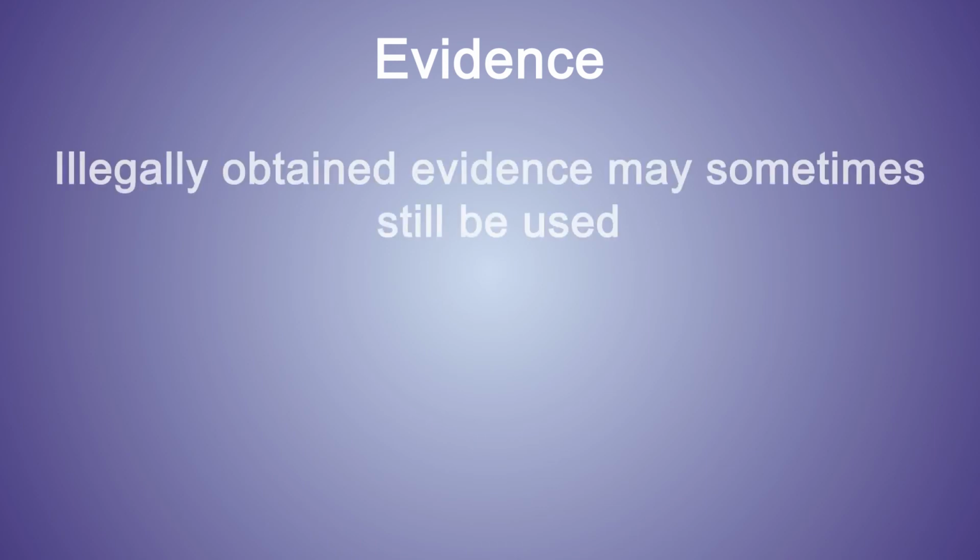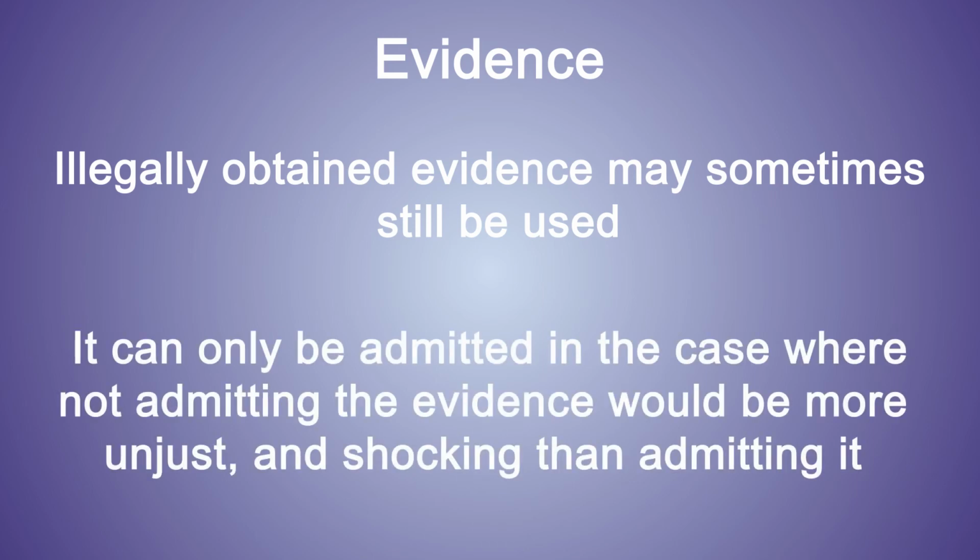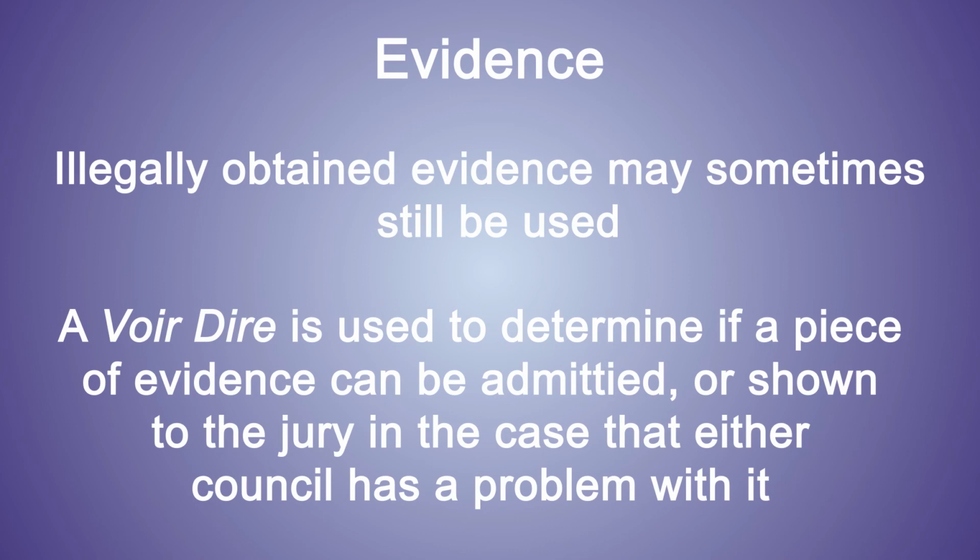Evidence which was gathered illegally or may not be otherwise admissible may be allowed in specific scenarios where the action of not admitting the evidence would put the administration of justice into disrepute, shocking those viewing the trial because it was not allowed. During these scenarios, the evidence that would otherwise be inadmissible would be admitted. A voir dire is used to determine if a piece of evidence can be admitted if either side has qualms about it. Those principles are basically the gist of the Canadian justice system and trial procedures.